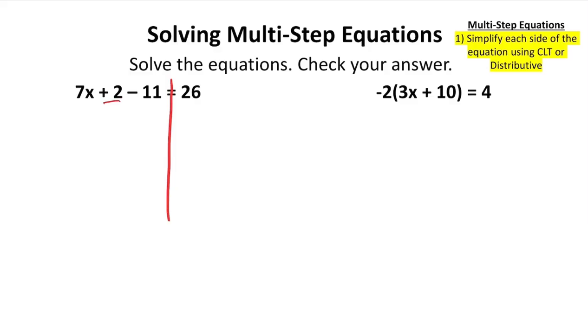This time we have two constants that we can combine. So this is going to be 7x minus 9. Negative 11 plus 2 is negative 9. And now we solve it like normal. 7x equals 35.